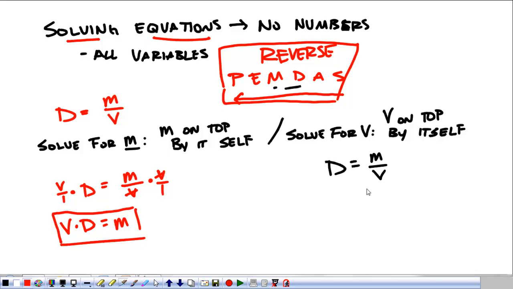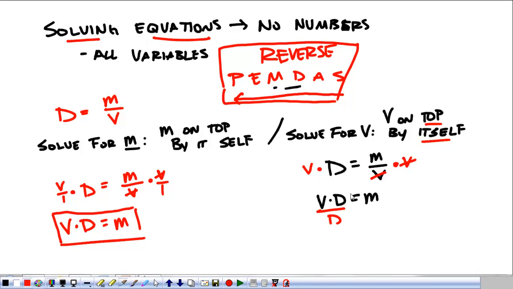I don't want V to be on the bottom. I want V to be on the top. That's the first thing I want. So what I have to do to get V on the top is multiply by V. So I'm going to multiply both sides by V. It's the same thing as doing V over 1. I just don't have an over 1 anymore. So because of that, the V's cross out over here. And I'm left with volume times density, pardon, is equal to mass. Now, V is not by itself yet. So, in order to get V by itself, I have to divide by D.